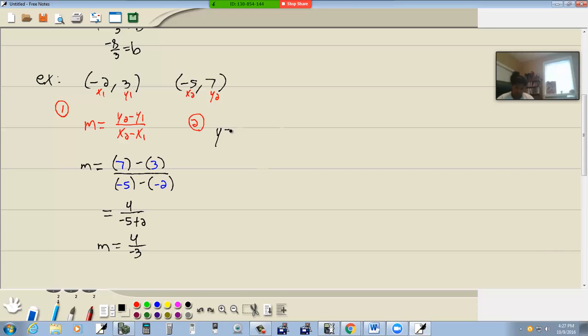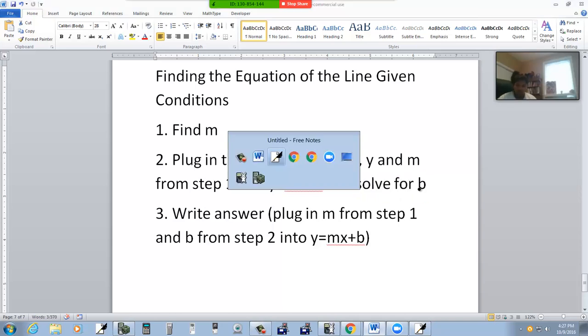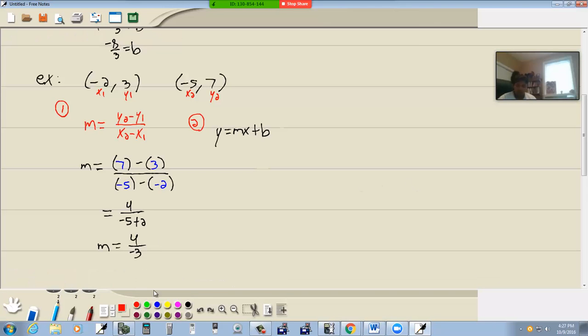Now step 2. We want to plug in the given point for x and y and m from step 1 into y equals mx plus b and solve for b. Now again, when they're giving you a specific point, they're giving you an example you can use to help you figure out what b is. Now here we got 2 points. It doesn't matter which one you pick, whichever one looks easier to you.